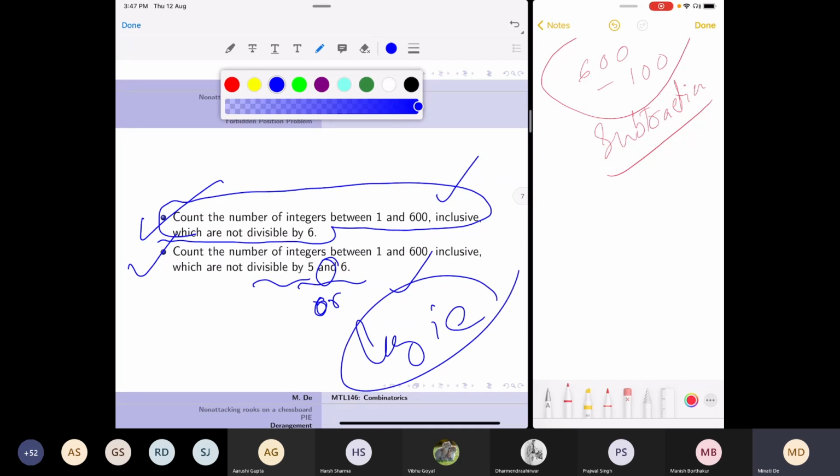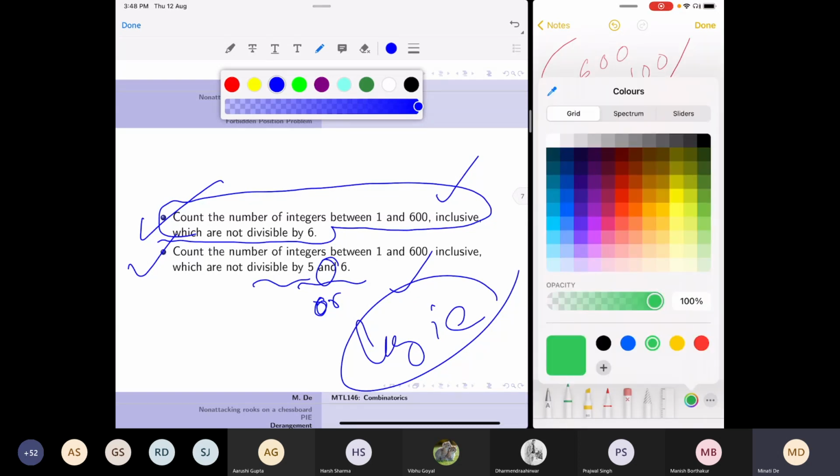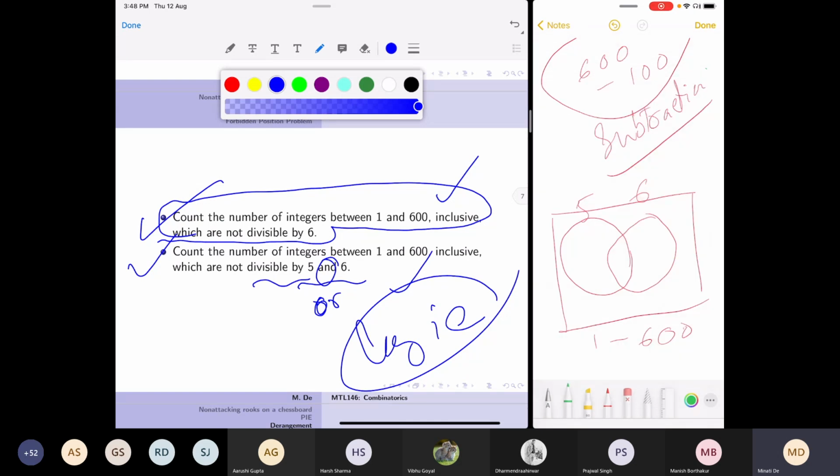Now, you can visualize this. This is the set of all numbers between, let's say, 1 to 600. Now you have a set of numbers which are divisible by 5. This is just a Venn diagram. You have a set of numbers which are divisible by, let's say, 6. Let me color them a different color. Divisible by 6 is this green set, and the red one is divisible by 5, and of course there are several numbers which are divisible by both.